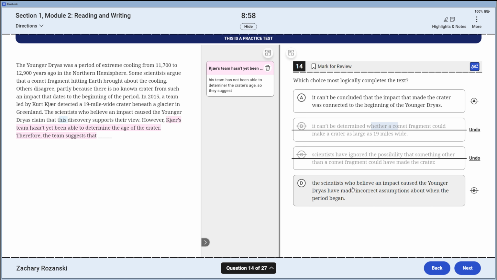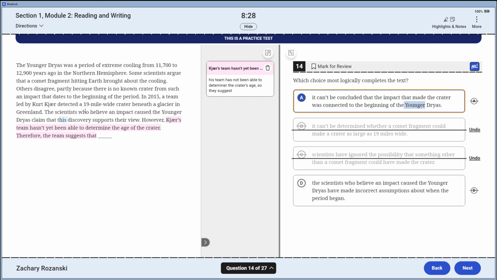The scientists who believe an impact caused the Younger Dryas have made an incorrect assumption about when the period began. Okay, so both of these are engaging with whens. I feel like I'm in a good spot. The scientists who believe an impact caused the Younger Dryas have made incorrect assumptions about when the period began. So when did this, when the period began? I need some when clues.